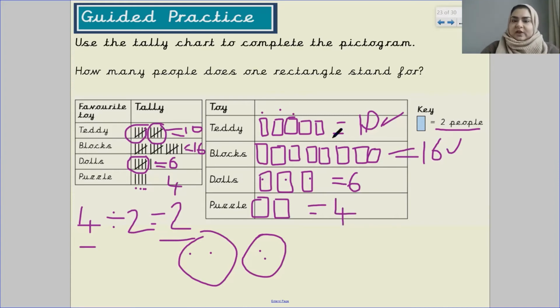Okay, so you should have done the following. You should have had 5 rectangles for the teddy, 8 rectangles for the blocks, 3 rectangles for the dolls, and 2 rectangles for the puzzle. Okay.